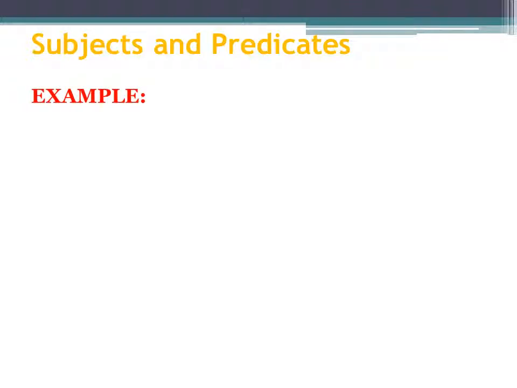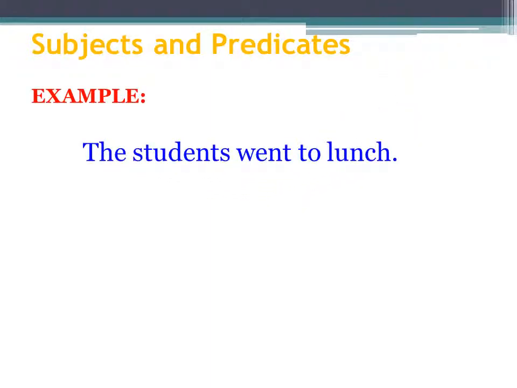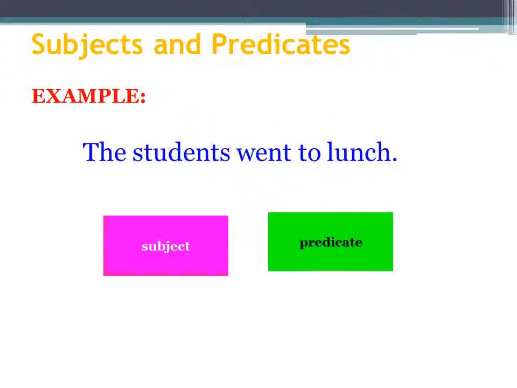That sound means that you're going to be looking at an example sentence. The first example sentence we'll be looking at to identify subject and predicate is this sentence. The students went to lunch. Now, in order to find the subject of the sentence, we need to figure out, first of all, who or what the sentence is talking about. Then we need to figure out what it is that that subject is doing. Okay, so let's identify the subject of this sentence and the predicate of this sentence.